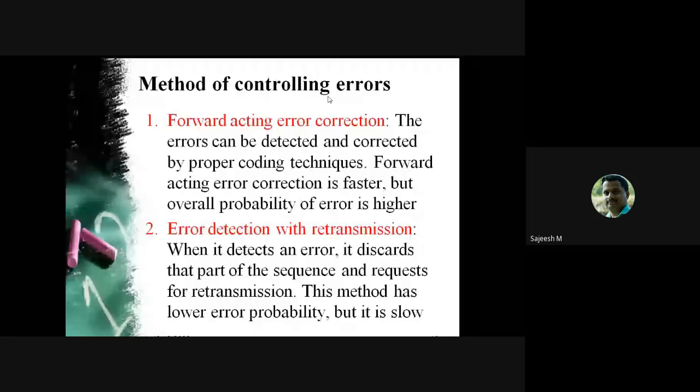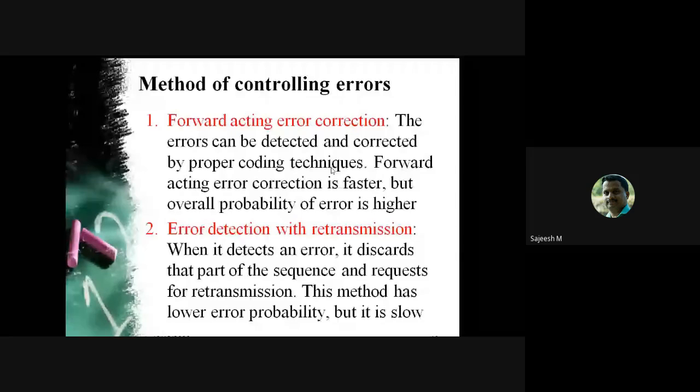About different methods of controlling these errors, we can say we can have two types: forward acting error correction, and the second one is error detection with retransmission. In forward acting error correction, the errors can be detected and corrected by proper coding techniques. Forward acting error correction is faster, but the overall probability of error is higher. It is here the coding mechanism, the coding techniques.